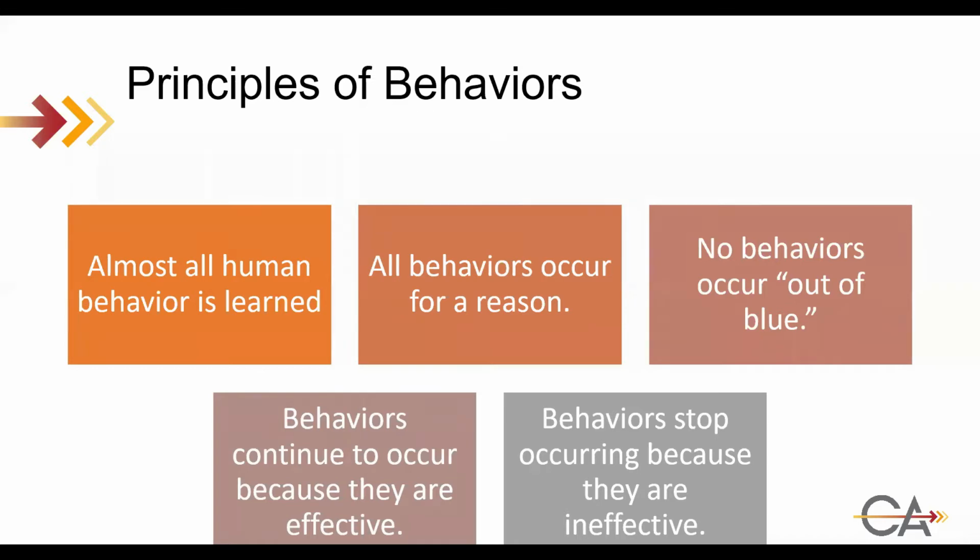We see behaviors because they're effective, and if we're no longer seeing a behavior, it's because it's no longer effective. That's a little simplified, because in practicality it's harder to determine what's effective and what's ineffective. But those are the principles of behavior: it's learned, it occurs for a reason, it doesn't occur out of the blue, it occurs because it's effective, and it stops occurring because it's ineffective.